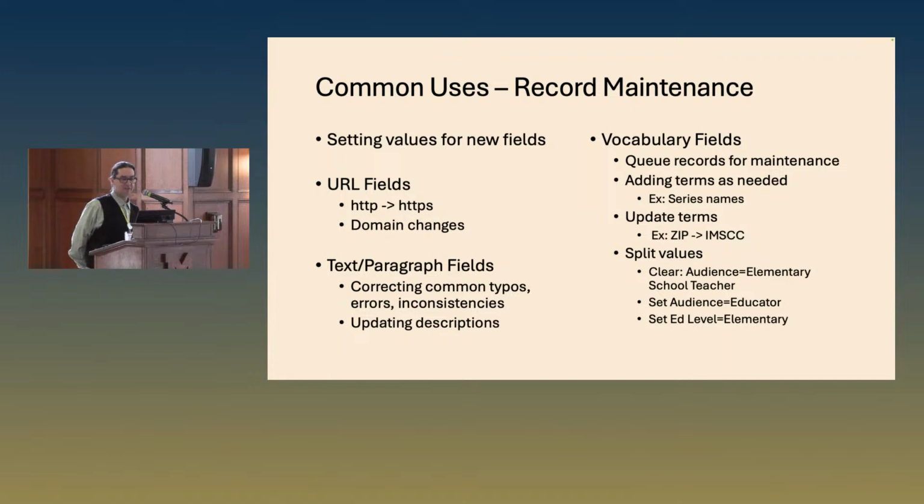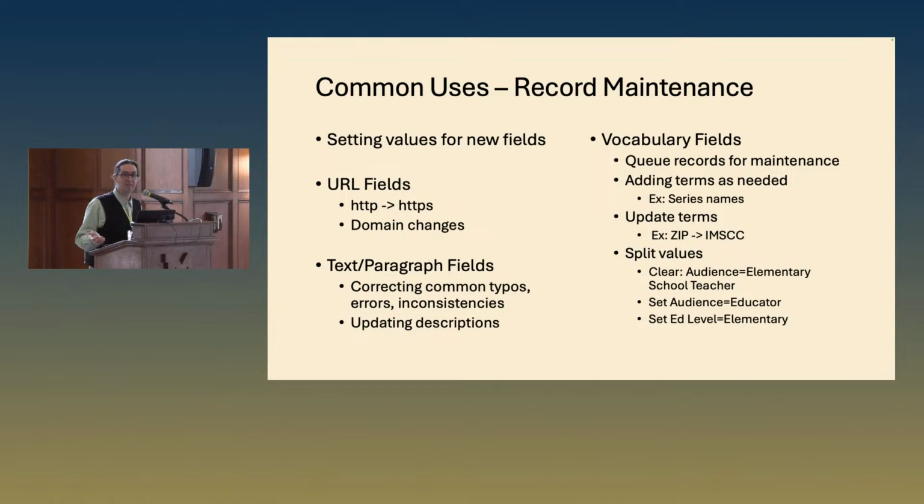In vocabulary fields, we can toggle workflow values to indicate records that need to be maintained. We can add terms as needed, for example, series names to families of records that were not part of a family when they were born, but are now. We can update terms as a vocabulary grows and changes in its use.